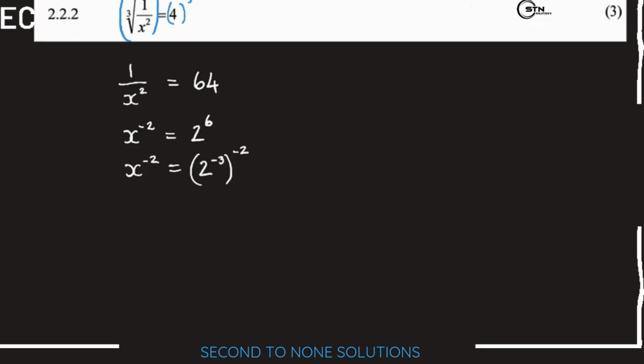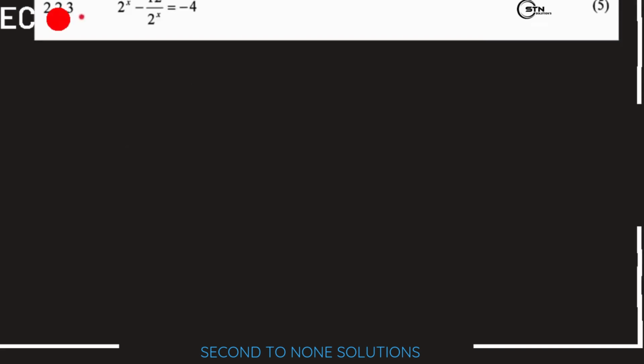Because our exponents are the same, I've got negative 2 and I've got negative 2, it's almost like I can drop them, because I know that if the exponents are equal to each other, then the bases are automatically equal to each other. So I know that x is equal to 2 to the power of negative 3, which means x is going to be equal to 1 over 8.